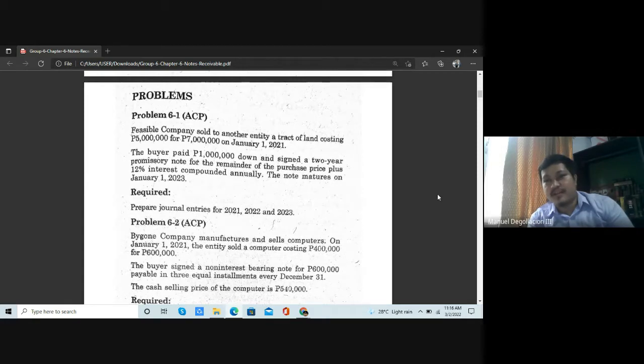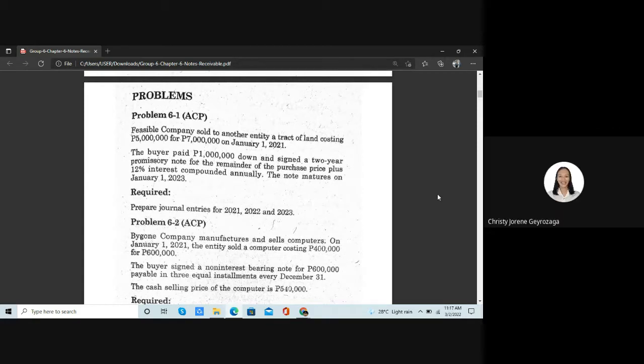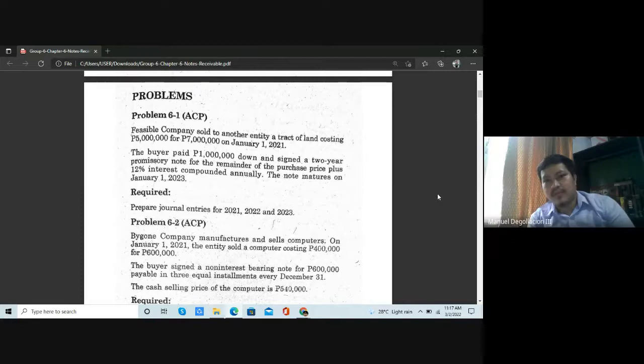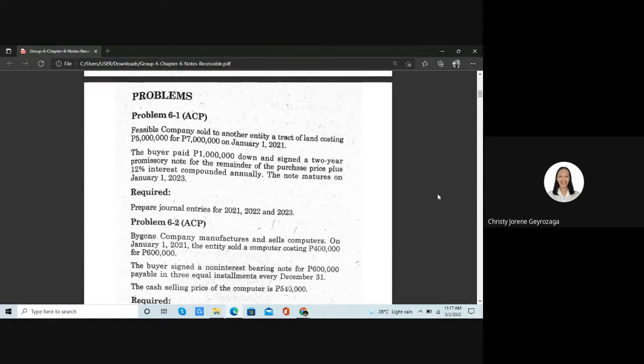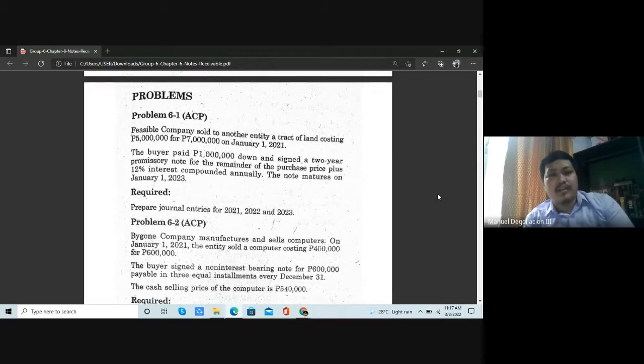Did we not recognize interest already last year? Why are we doing that again this year? Because the note hasn't matured yet, sir. Okay, but we already recognized interest before. Will that not be a duplication? No, sir, because it will be compounded annually. The amount we recorded in 2021 was for the interest earned for 2021. Why do we have to make another entry in 2022?